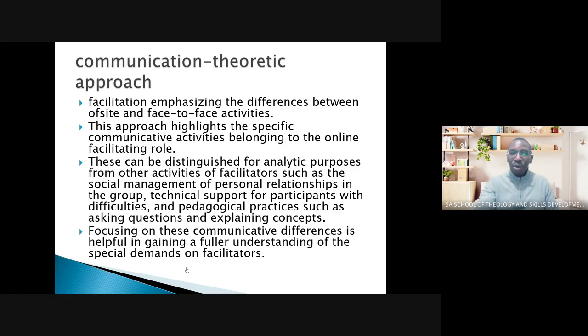All right, we're going to pause for a water break, and when we get back to the next session after 2 minutes, we're going to unpack the approaches to facilitation. How do we approach facilitation?